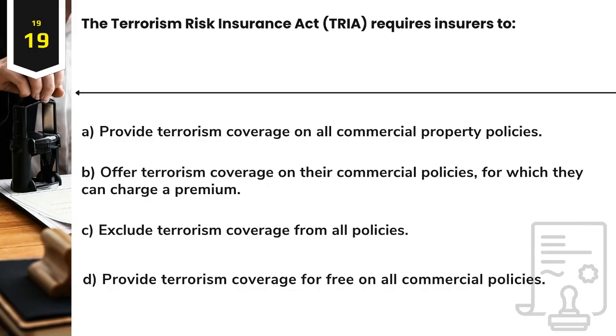Question 19. The Terrorism Risk Insurance Act, TRIA, requires insurers to A. Provide terrorism coverage on all commercial property policies. B. Offer terrorism coverage on their commercial policies, for which they can charge a premium. C. Exclude terrorism coverage from all policies. D. Provide terrorism coverage for free on all commercial policies.